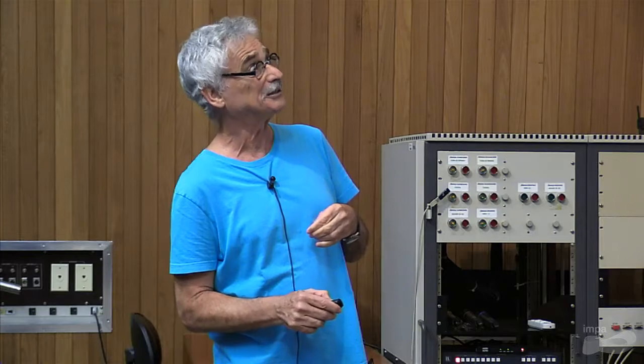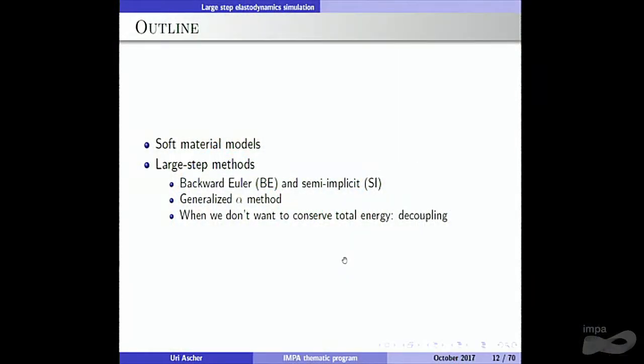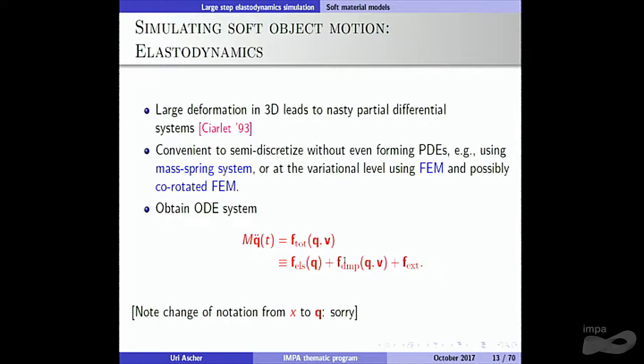Okay, so first of all, let me talk a little bit about soft material models, which is what's behind all that, and then large step methods that people used in practice and what's wrong with them. There's a fat book by Ciarlet from 1993 about deformation in 3 dimensions. Again, it is convenient to semi-discretize without ever forming a PDE, the easiest case of which would be something like this. So we're going to talk about ODEs, but that means that 3 space variables have been discretized already.